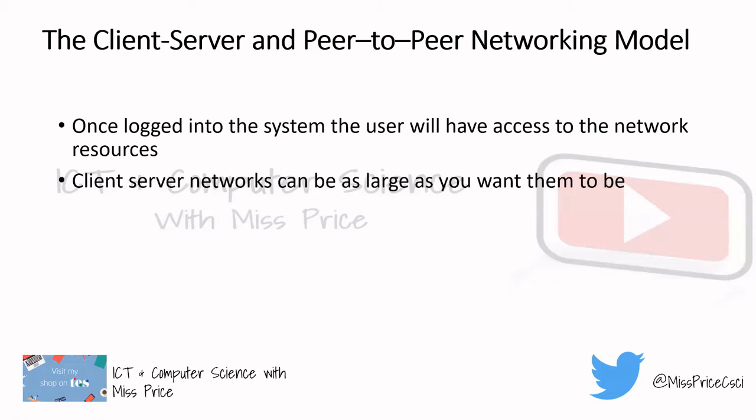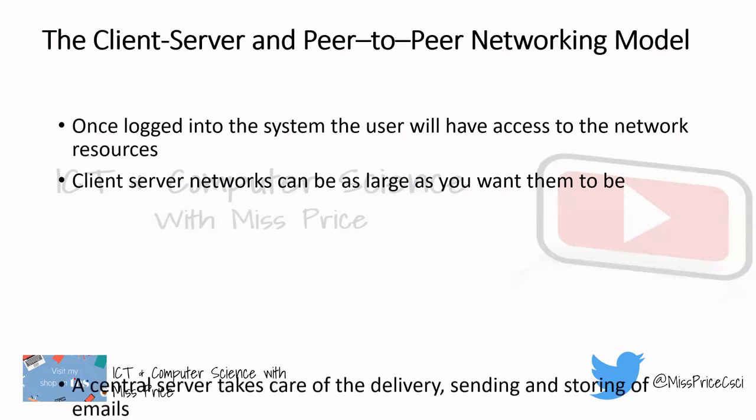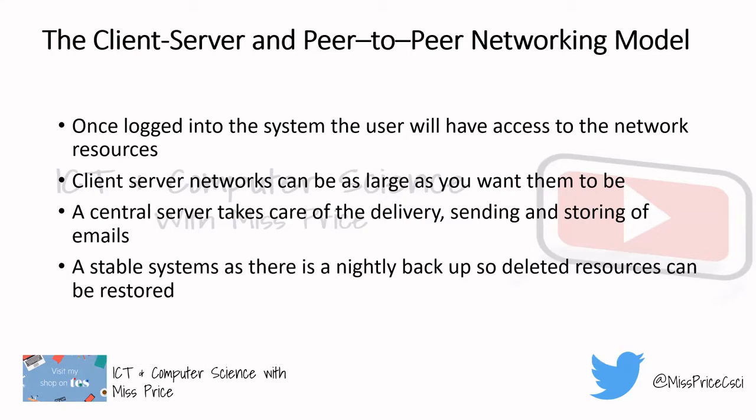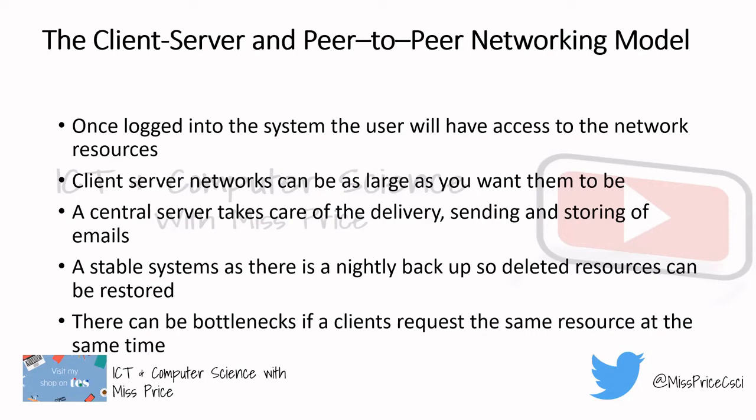The client server networks can be as large as you want them to be, and a central server takes care of the delivery and storing of emails. A client server system is a stable system, as there is always a nightly backup, so deleted resources can be restored. Servers are always backed up. Now, as you probably experienced, there can be bottlenecks if clients request the same resource at the same time. For example, if several classes at one time wanted to go onto the internet, that can cause a bottleneck.